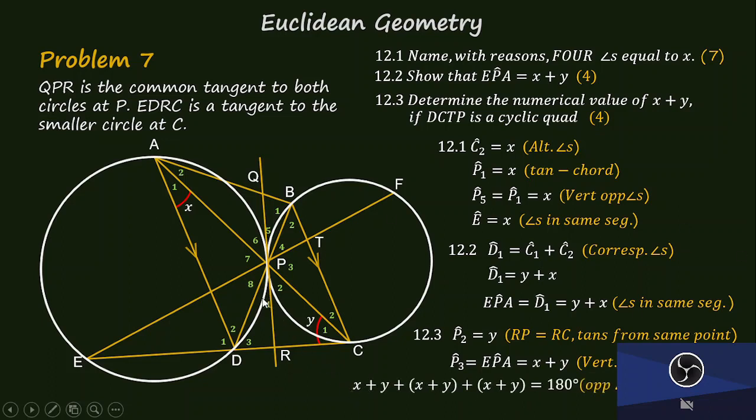This X is for P1, this Y is for P2, which we just found here, X plus Y for P3, X plus Y for this angle C, right? All this should add up to 180 degrees. They are the opposite angles of a cyclic quad. When we add them up, we have 3x plus 3y equals 180 degrees. Divide both sides by 3, you get x plus y equals 60 degrees. Remember what we're trying to do here. We're trying to find the numerical value of x plus y. So x plus y equals 60 degrees.